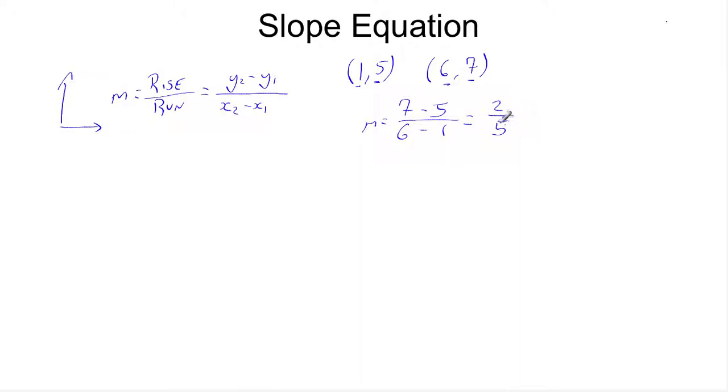We like to leave these as fractions. I could change this to a decimal if I really wanted to, but for our purposes, and especially for this class, the equations are going to be a lot easier to work with fractions. And if I have to graph, again, this is just rise over run. So this means I move up 2 spaces and to the right 5 spaces.